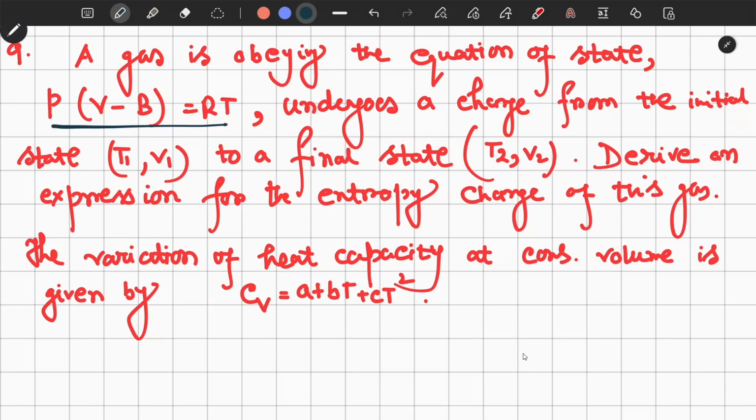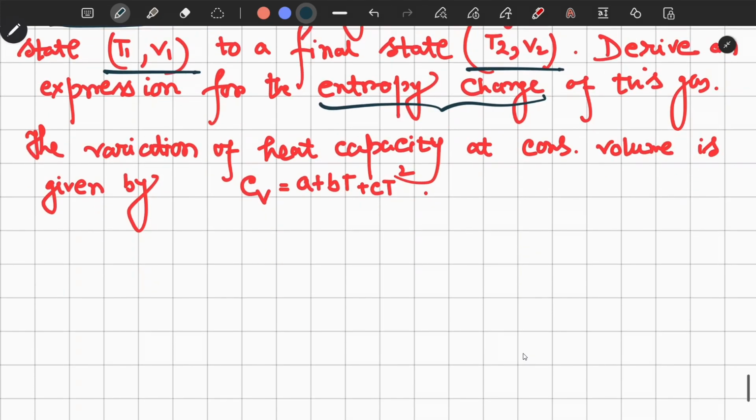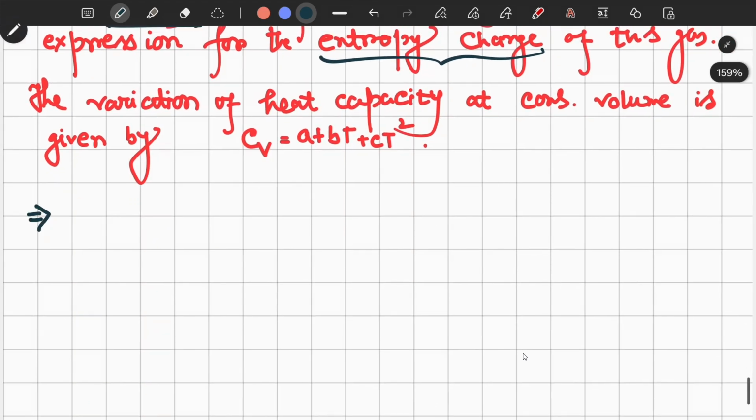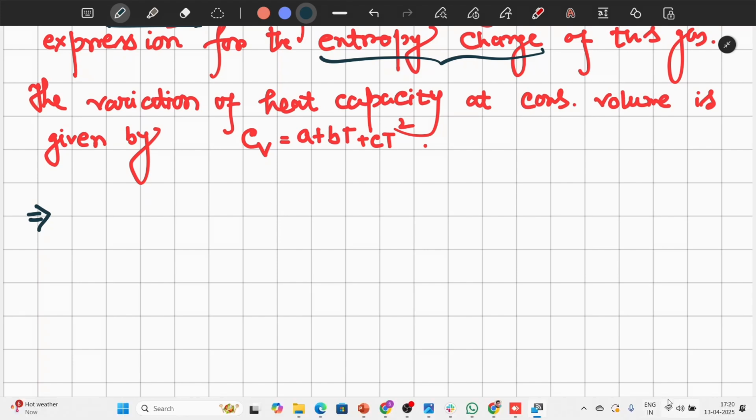The gas undergoes from the initial state T1 V1 to T2 V2 and derive an expression for the entropy change of this gas. So how can you approach it? From the formula of entropy. Yes. But if you remember that formula, del S equals something, that is for the ideal gas. Correct?